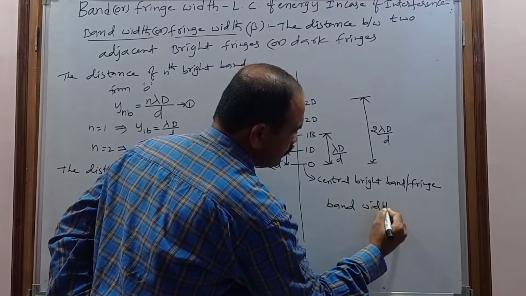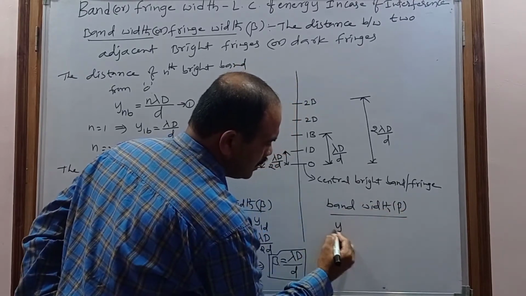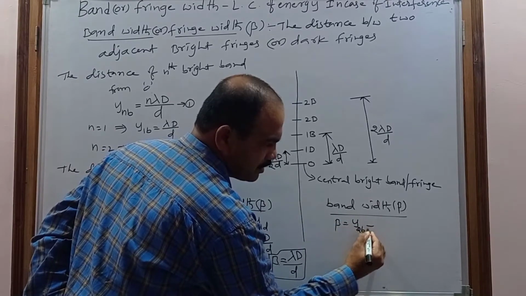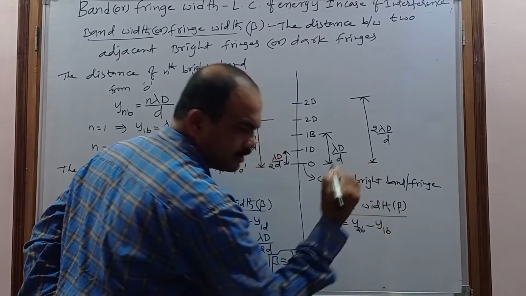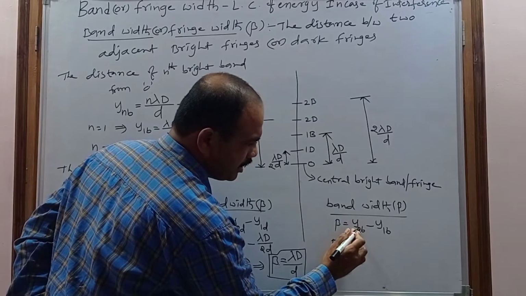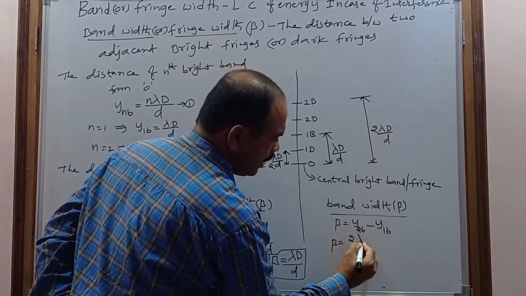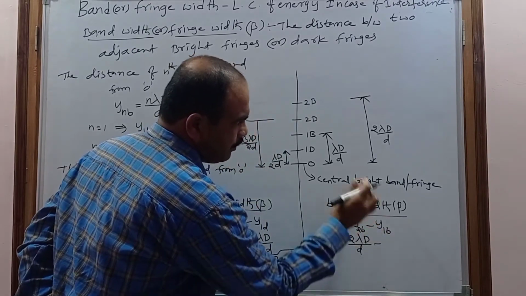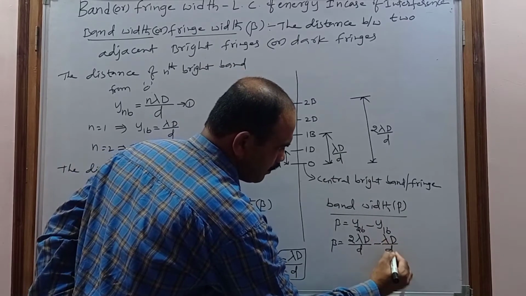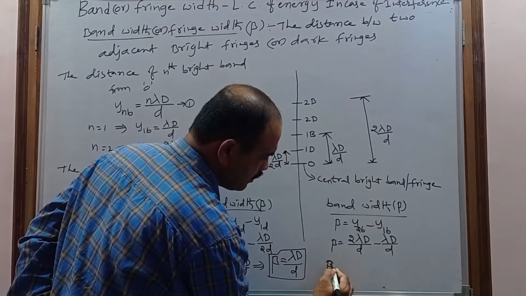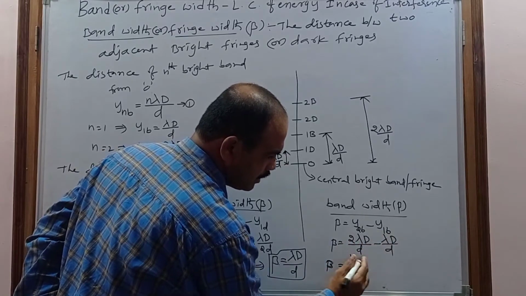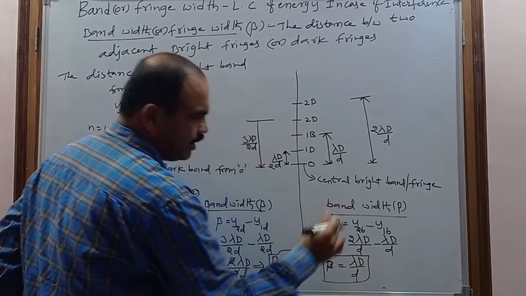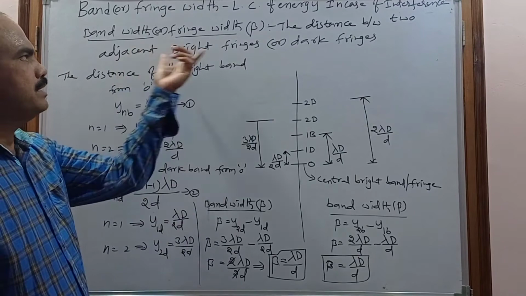Bandwidth beta is nothing but what? What is the formula? It is the distance of the second bright band minus the distance of the first bright band. So beta equals 2 lambda capital D by small d minus lambda capital D by small d. When I subtract, beta is equal to 2 lambda D minus lambda D, which is lambda capital D by small d. This is the bandwidth of two adjacent bright fringes.